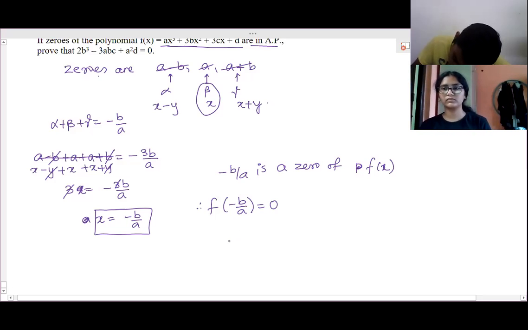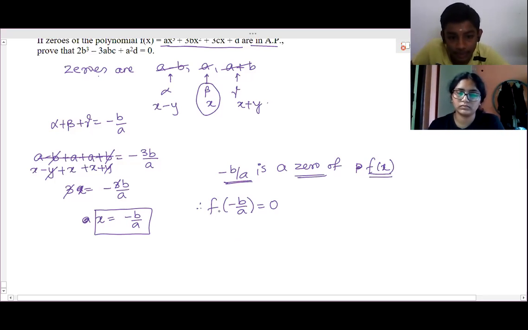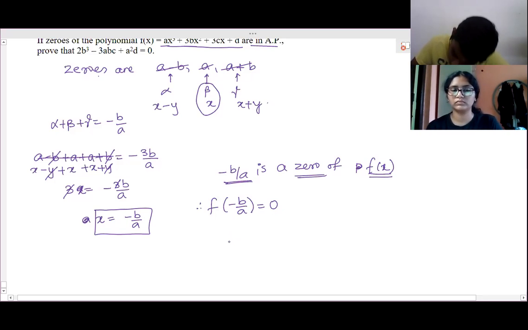Ma'am, how? Remainder theorem you forgot? No, I remember. Then minus b by a is a zero of f(x). That means if you substitute this value in the given equation, the value should come 0. Ma'am, but minus b by a is equal to 0. That should come, right? Where it is told this minus b by a is equal to 0? The value of x, that is one of the zeros, is minus b by a. Oh, yeah. Okay, fine.